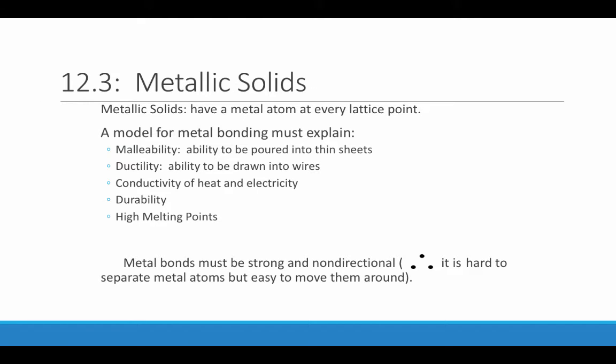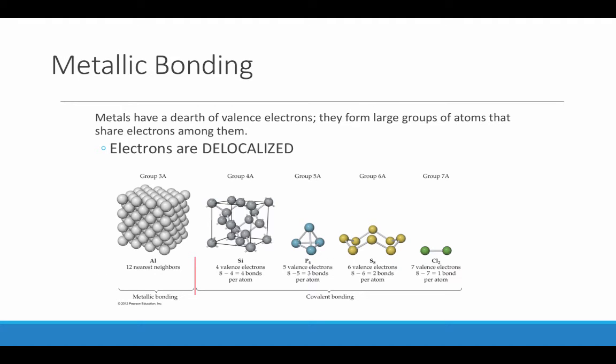Therefore, we conclude that metal bonds must be strong but non-directional. Strong meaning it's very hard to separate the metal atoms, but non-directional meaning it's easy to move them around. Looking at metallic bonding in more detail, we know that metals have a dearth of valence electrons. Therefore, they tend to form large groups of atoms that share electrons among them. We say that these electrons are delocalized. In other words, they don't just belong to the two atoms bonded together. Instead, they belong to many atoms in the group.